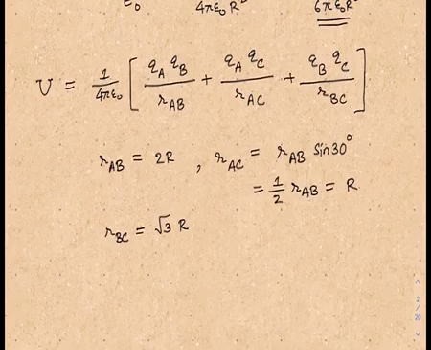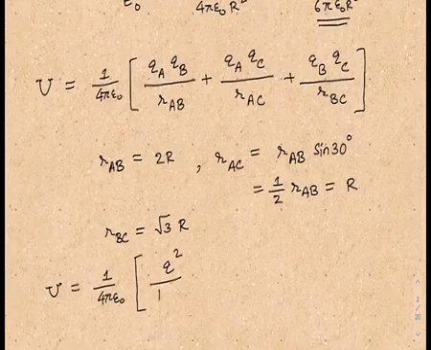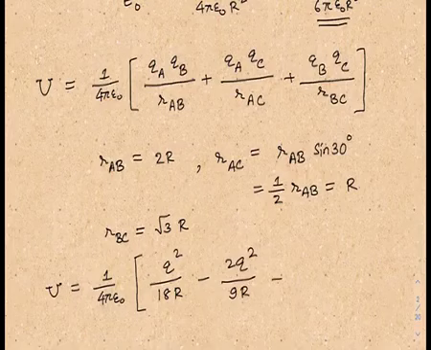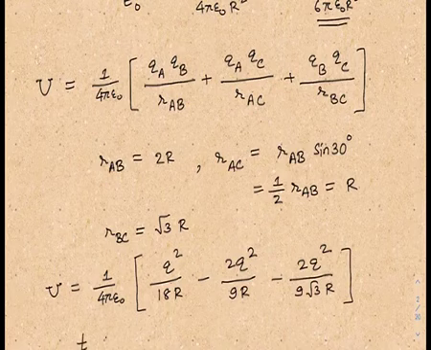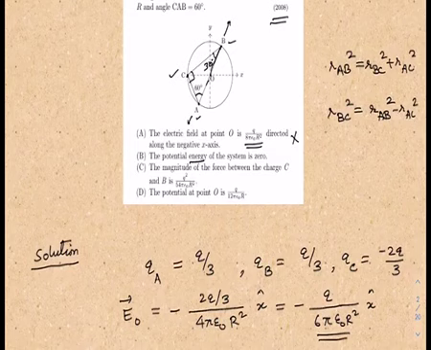So the potential energy would turn out to be 1 by 4 pi epsilon 0. If you put down the values of QA, QB and so on, this is what you should get. The first term will give you Q square by 18R, the second term will give you 2Q square by 9R, minus 2Q square by 9 root 3 R. And this is obviously not going to be equal to 0. So the option saying the potential energy of the system is 0 is not correct.